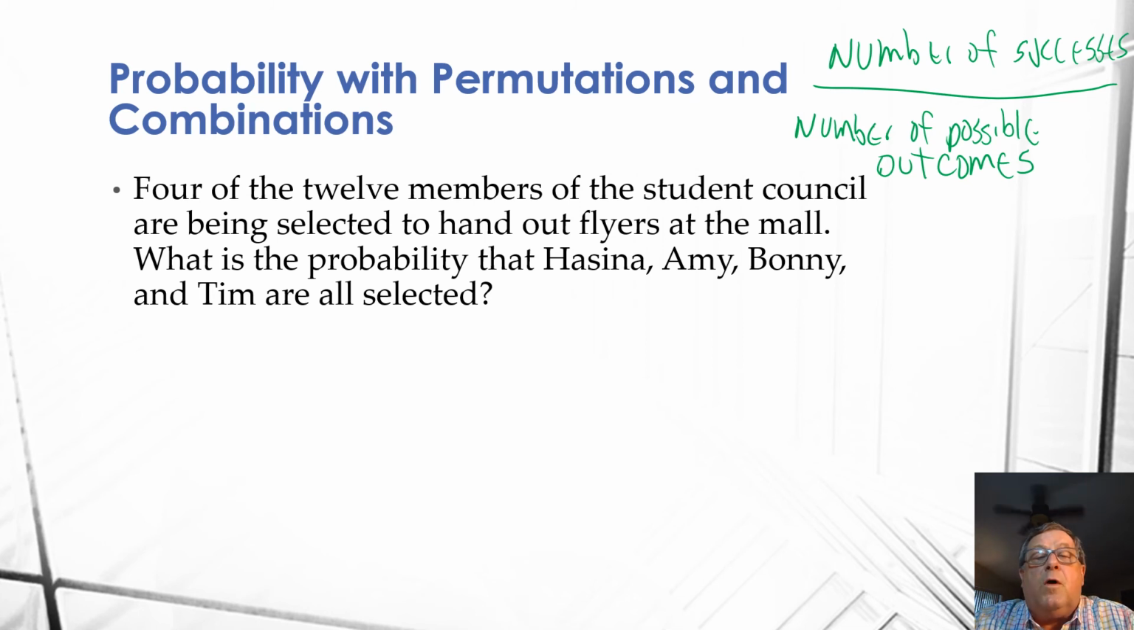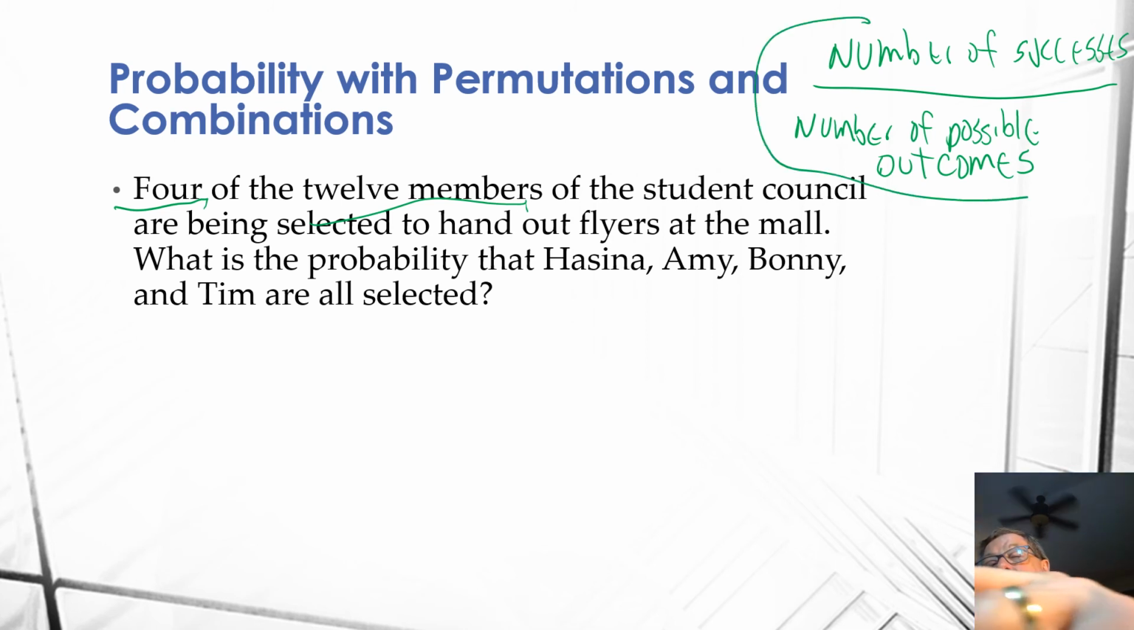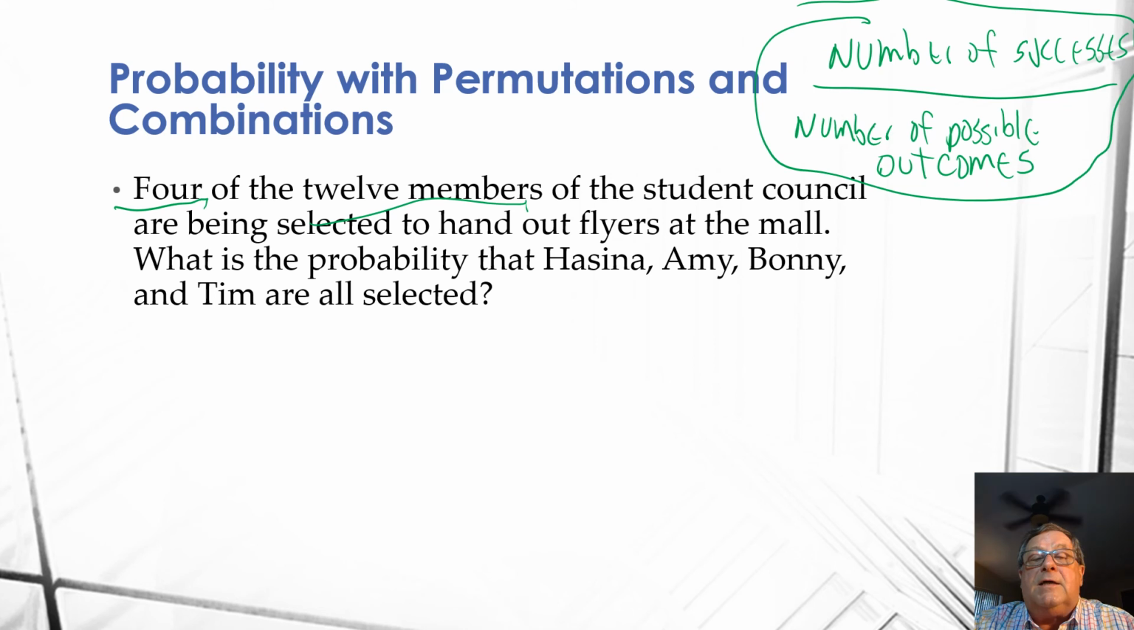We've got 4 of the 12 members of the student council being selected to hand out flyers at the mall. So we've got a total number of objects of 12. We're going to be selecting 4. We have to determine whether the order is important for the number of possible outcomes. And it says, what is the probability that Hasina, Amy, Bonnie, and Tim are all selected?